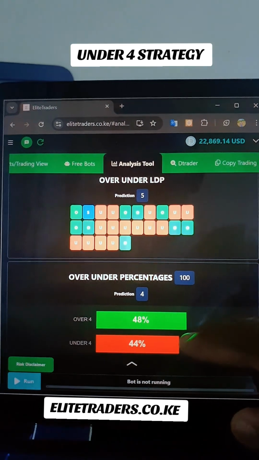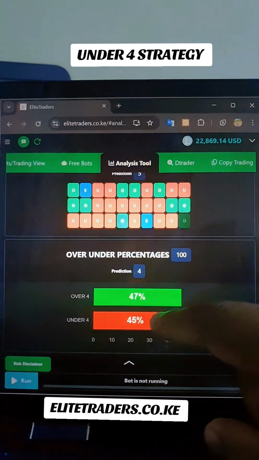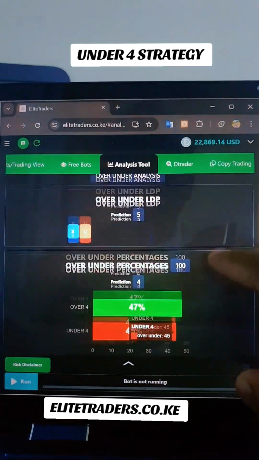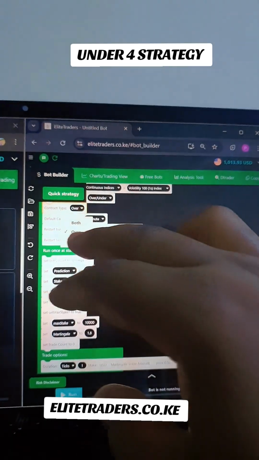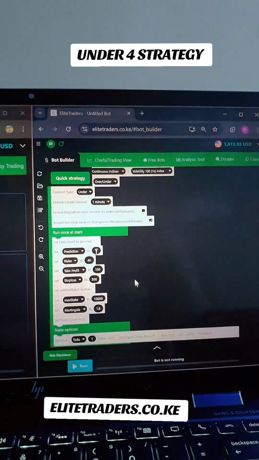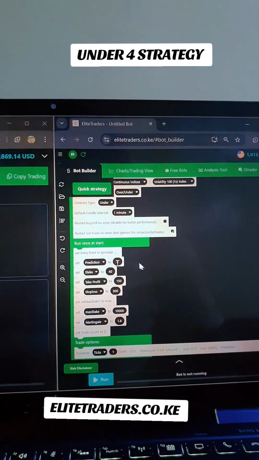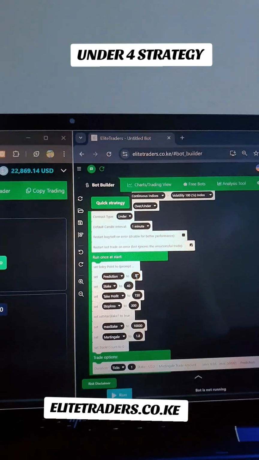So I think under 4 market is the best. Under 4 market is the best, yeah, because you can actually see it's more than 4 and 5, other digits are dominating. So just get on the robot and switch to under, then set up these two. The payout is the same for under 4 and under 5, under 4 and over 5.